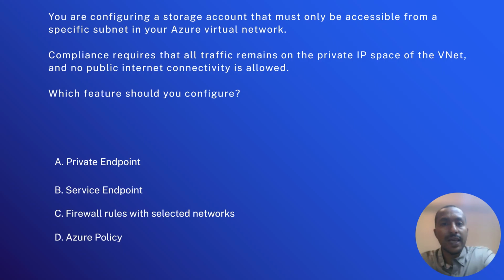Option B, service endpoint. This is where many people can get tricked, because service endpoints let you lock down your storage account to a VNet or subnet, but the traffic still goes to the service's public IP, just tagged as coming from your VNet. And that means it doesn't fully satisfy the requirement of private IP space only. While this is useful, it doesn't meet compliance here. So this is wrong.